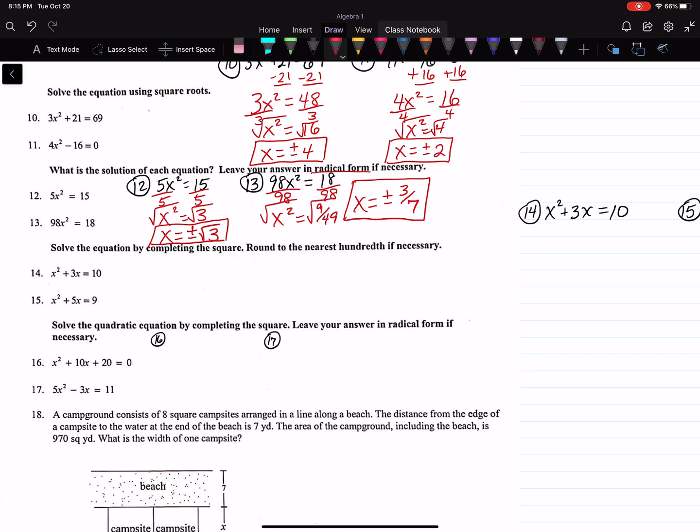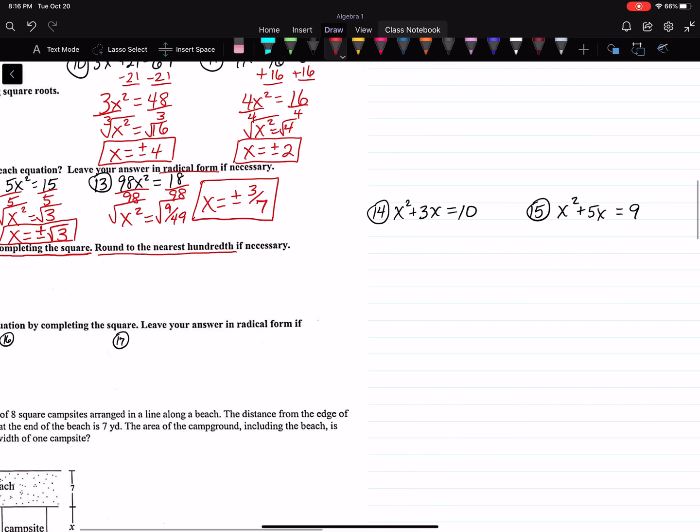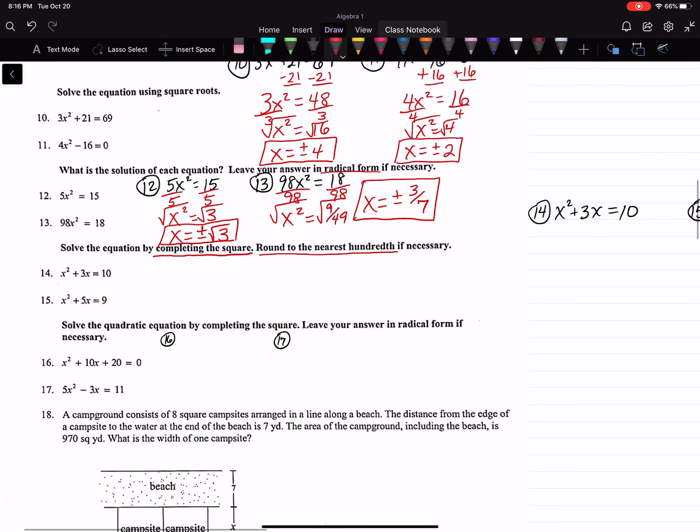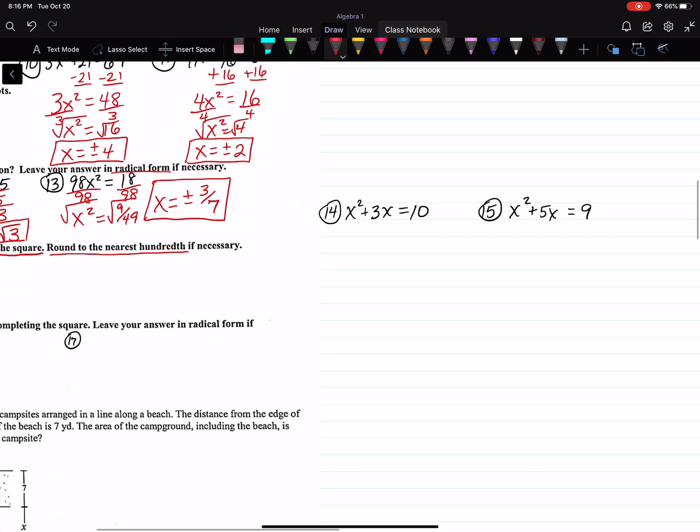Okay. 14 and 15. Solve the equation by completing the square. Okay, so they're telling me what to use, completing the square. I don't have an option, okay? It also says to round my answer to the nearest hundredth if necessary. So these are the ones that are a little long, but I don't have any choice. I have to do them. Luckily, they're set up for us, okay? So I'm going to rewrite this and leave my little blank, okay? Plus blank equals 10 plus blank.